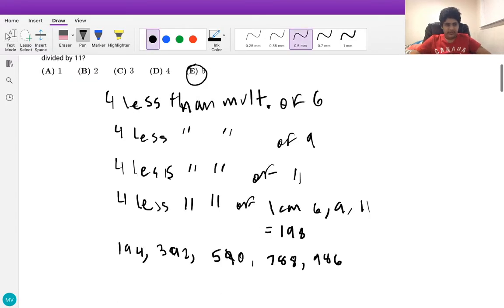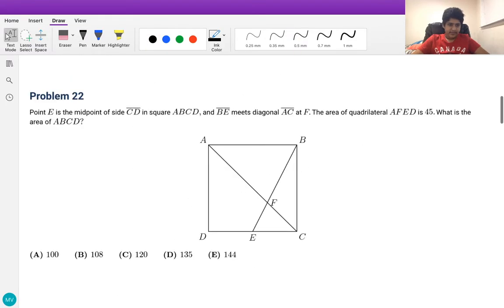Problem number 22. Point E is the midpoint of side CD in square ABCD. BE meets diagonal AC at F. The area of quadrilateral AFED is 45. What is the area of ABCD?